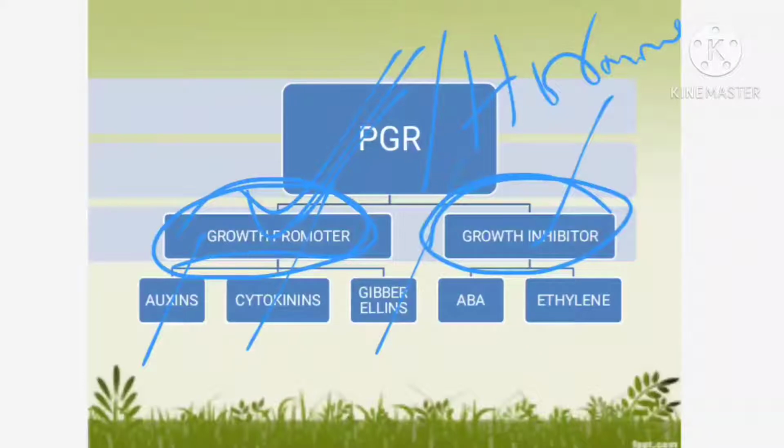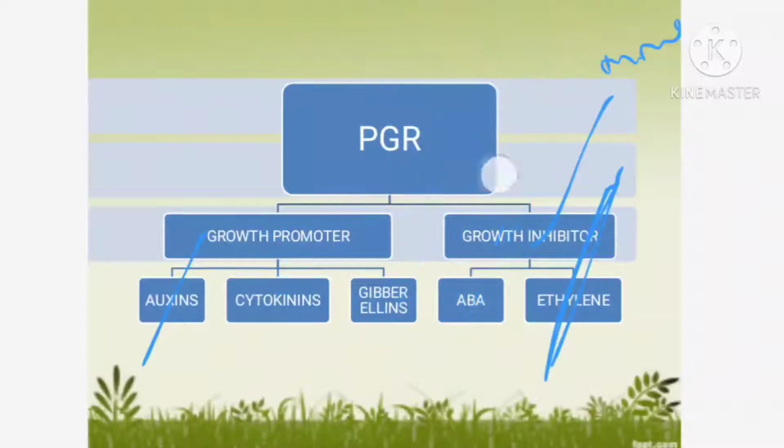Okay. So growth promoters are auxins, cytokinin and gibberellins, and growth inhibitors are ABA, that is abscisic acid, and ethylene, a gas. Okay. So ABA and ethylene produced by the plant act as growth inhibitors. Today what we are going to do is learn each and every plant hormone. Okay. So we are going to learn these hormones.